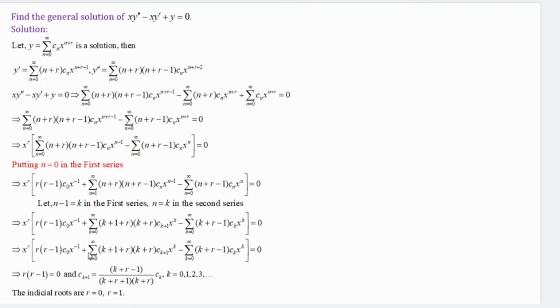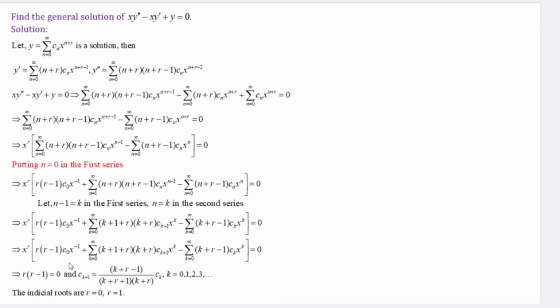Now we can see here x power k is the same, and this series starts from 0 to infinity, this series starts from 0 to infinity, so we do not need to take out any term.